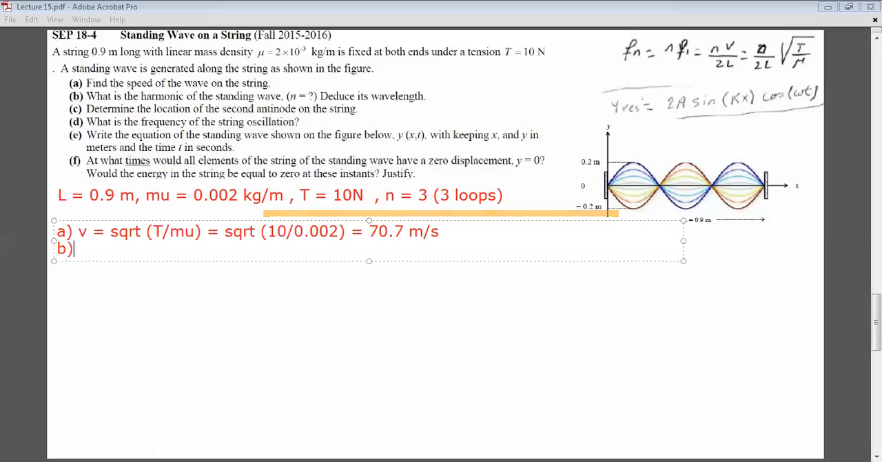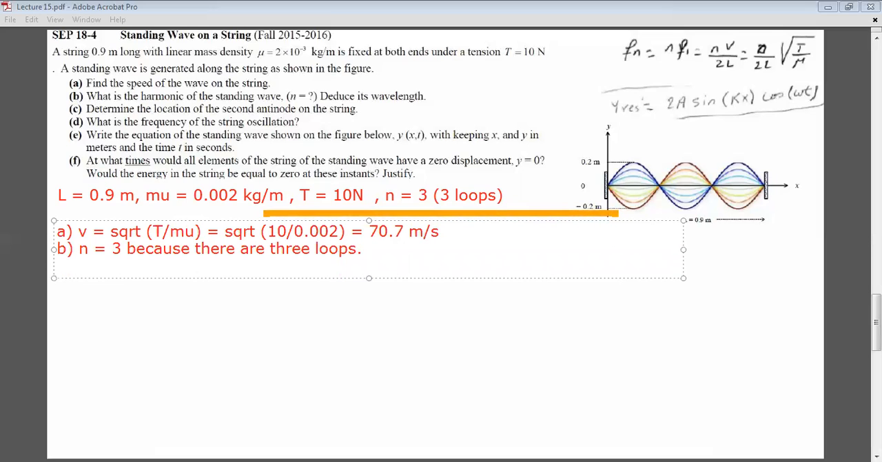Okay, part B. What is the harmonic of the standing wave? That is, how much is n here? n is equal to 3 because there are 3 loops. Now deduce the wavelength. Here we have to remember that the length L is equal to 3 lambda over 2 because it is the third harmonic. Remember, the distance between two nodes is lambda over 2. So here I have 1 lambda over 2, 2 lambda over 2, 3 lambda over 2.